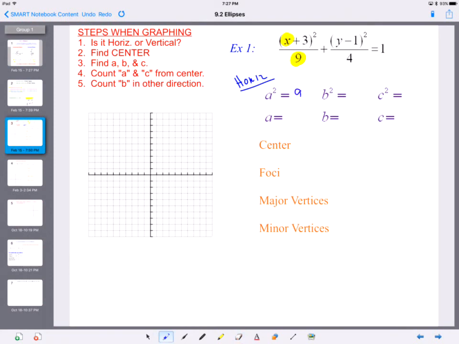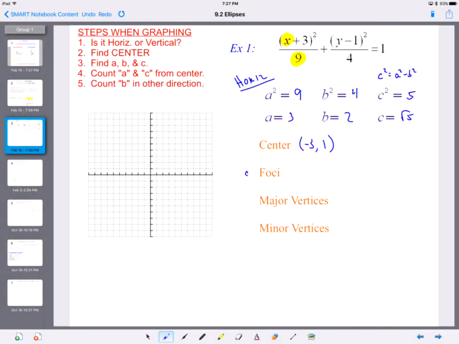We know A squared is the largest, which is 9. B squared is the other one, the smaller one, which is 4. And then that relationship, remember, C squared is equal to A squared minus B squared. So 9 minus 4 is 5. Take the square root of each of those. We have the square root of 9 is 3, the square root of 4 is 2, and the square root of 5 is square root of 5. The center is HK, so that would be at negative 3, comma 1.